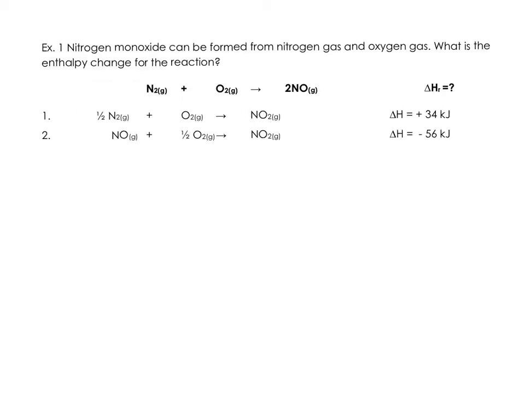So we're going to do 4 different examples. First one, nitrogen monoxide can be formed from nitrogen gas and oxygen gas. What is the enthalpy change for the reaction? So here, the overall reaction that we're looking for is here in bold. This is what we want to find the enthalpy change for. We have been given 2 different chemical equations. Actually, they're thermochemical equations because we have the energy terms. So what we have to do is manipulate these so that when we add them together, we get the overall reaction.